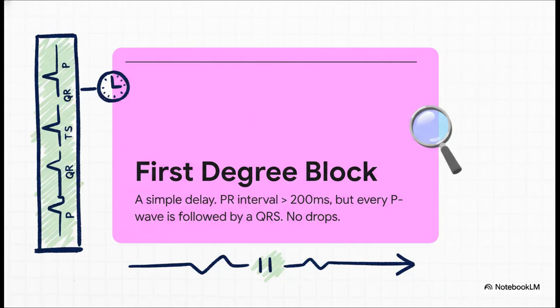Perfect, quick and clinical. Now let's talk more about the AV blocks. First degree block is often asymptomatic. What's the definition? It's just a simple delay, Dr. Collins. The PR interval is greater than 200 milliseconds. That's one big box on the ECG paper. But, and this is key, every single P wave is followed by a QRS. There are absolutely no drops.